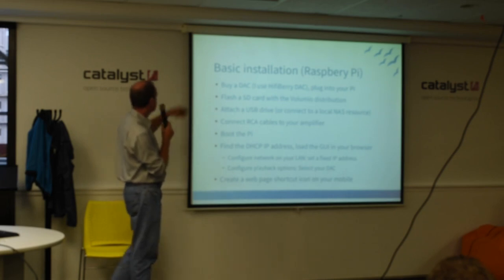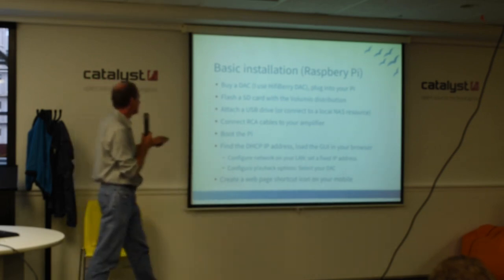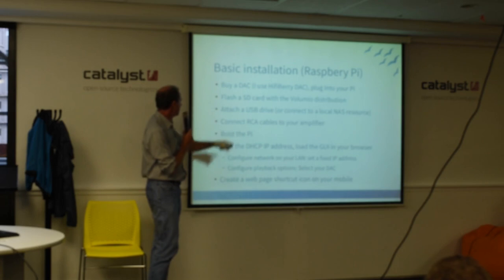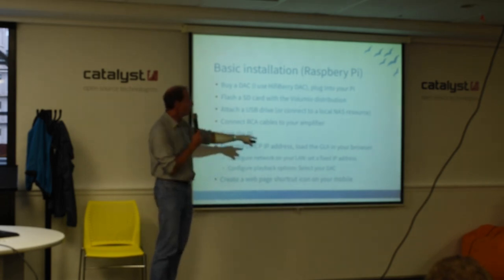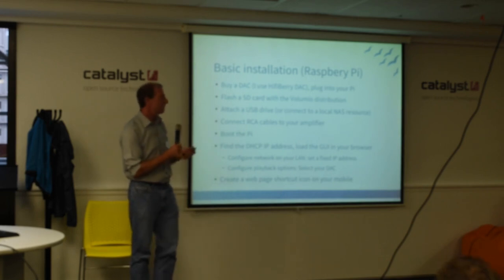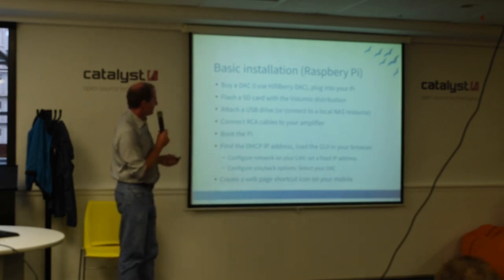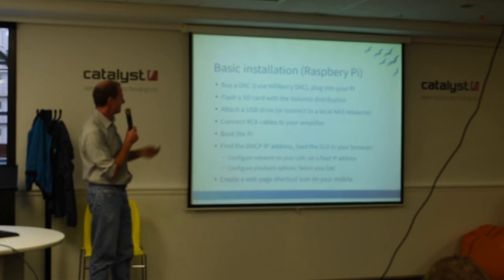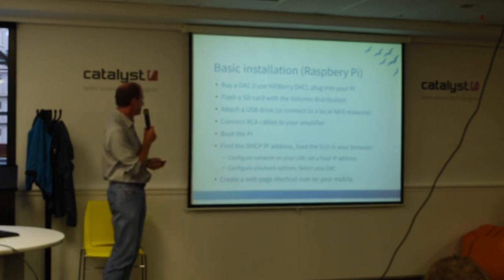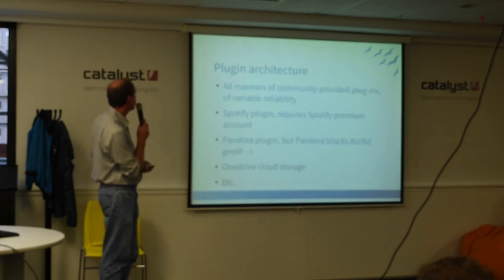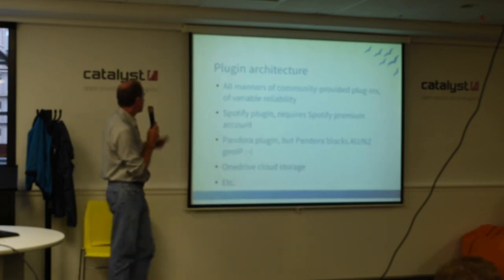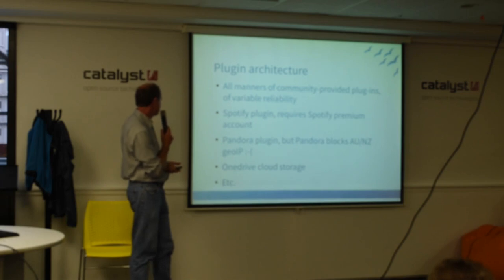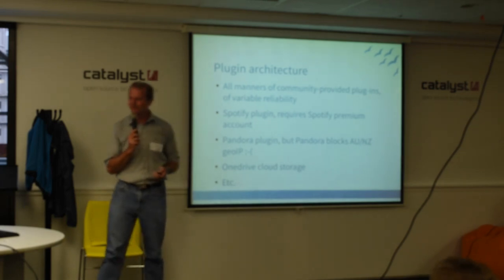You flash a card, you start it, you attach your USB drive, you connect your RCA cables, if you can find them now. You boot the Pi, and then you find the dynamic IP address. You will want to set it to a fixed IP address so that you can create a bookmark on your smartphone, because you will typically access your UI from whatever browser you use on a smartphone. You have SSH access. You have a plugin architecture. It supports Spotify, Pandora. Unfortunately, Pandora is no longer available in this region. So use it and enjoy it. Thank you.